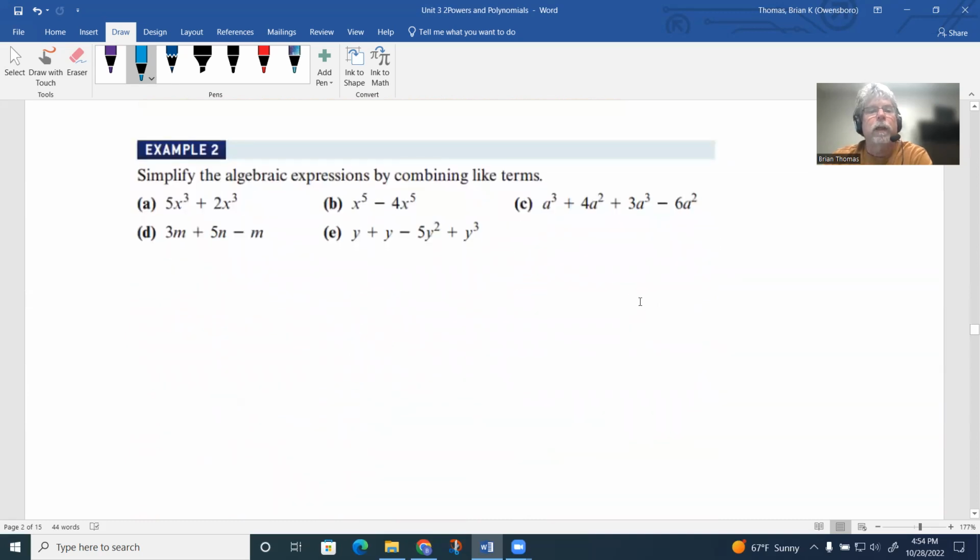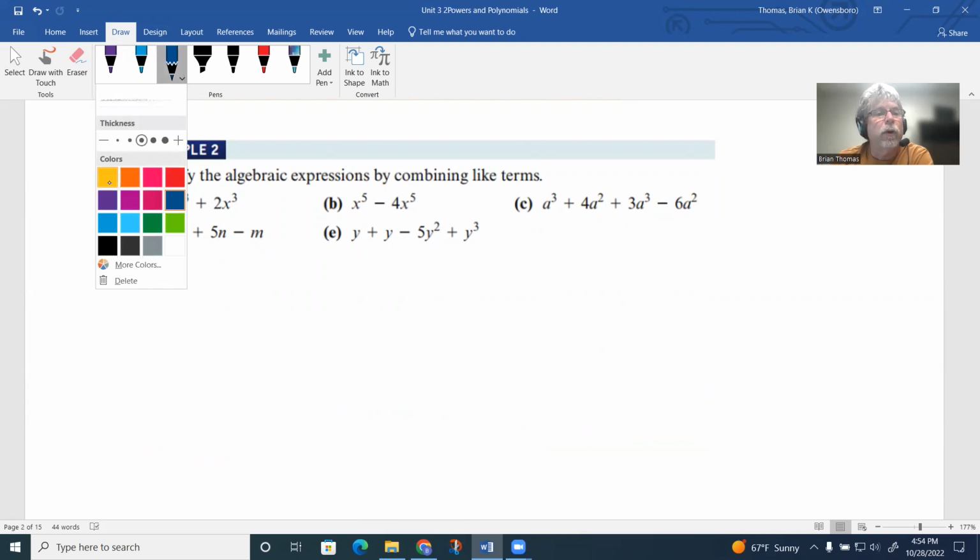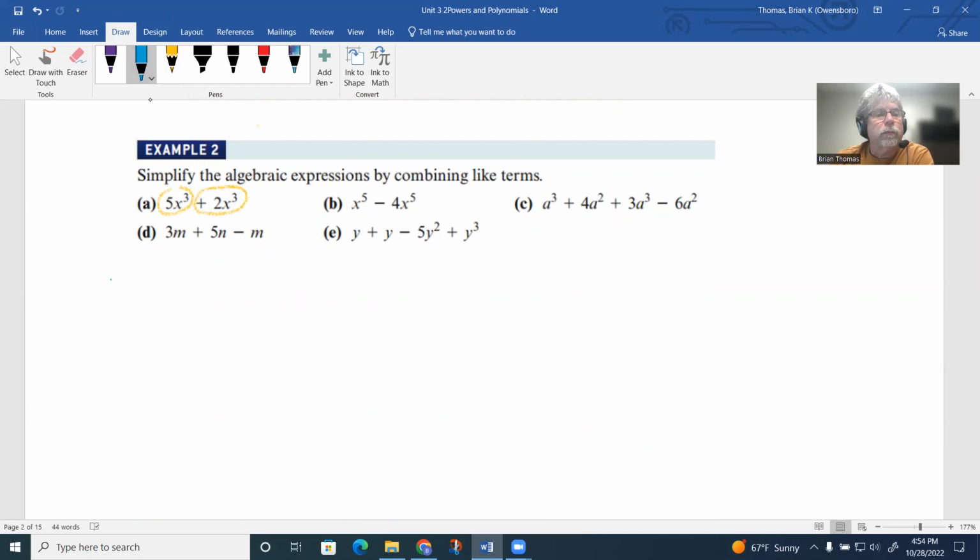So, simplifying algebraic expressions by combining like terms. I can show this on paper, but you can also kind of do this mentally. Notice how we have this 5x cubed plus this 2x cubed. What we're picking up on is, do we have like terms? Notice how they both have x cubed. So if they are like terms, what that means is you have 5x cubes plus 2 more x cubes, which means we have 7x cubes. If you have like terms, what we do, as you recall, is just simply add the coefficients. That's going to be just 7x cubed.